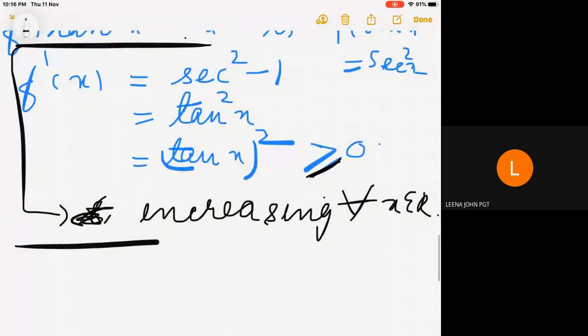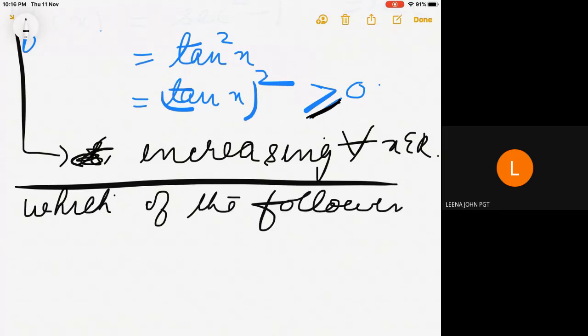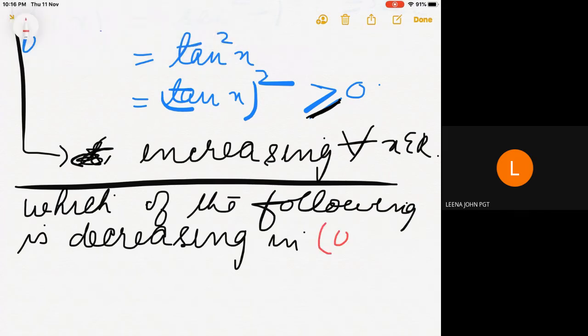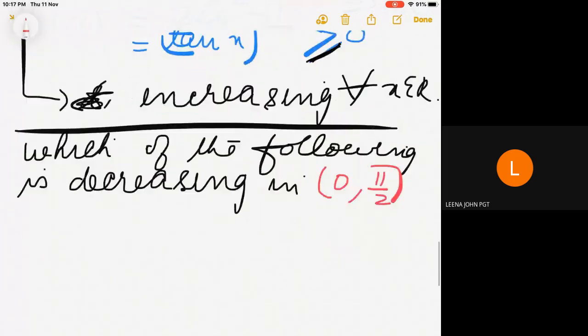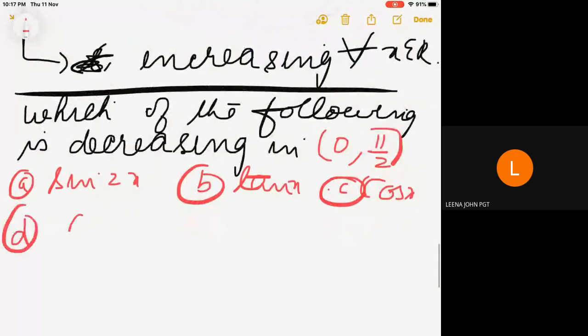Next one is, which of the following is decreasing in 0 to pi by 2? Your options given are: A is sine 2x, B is tan x, C is cos x, and D is cos 3x.